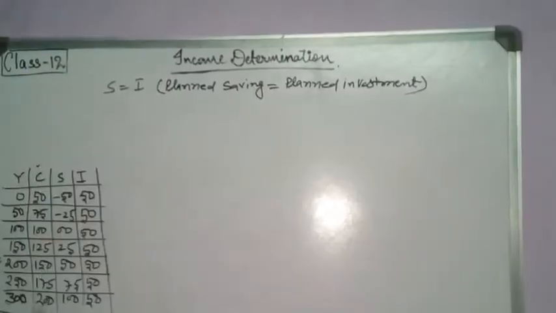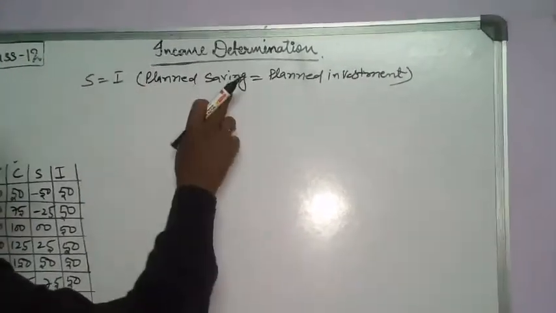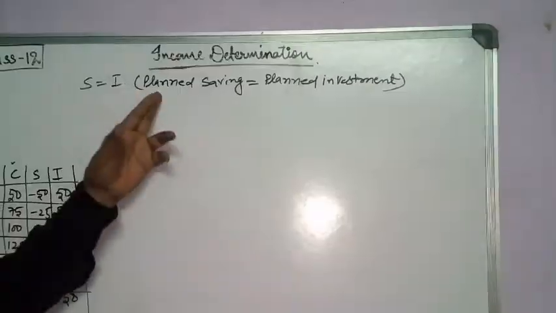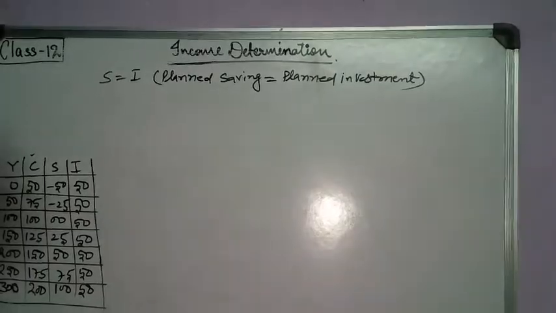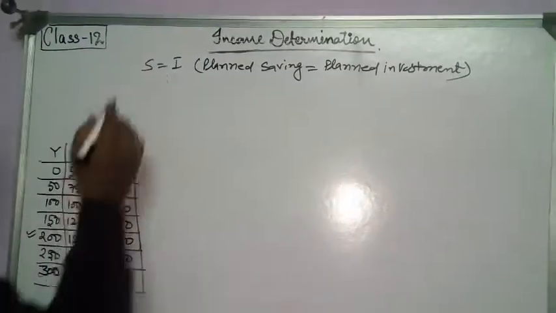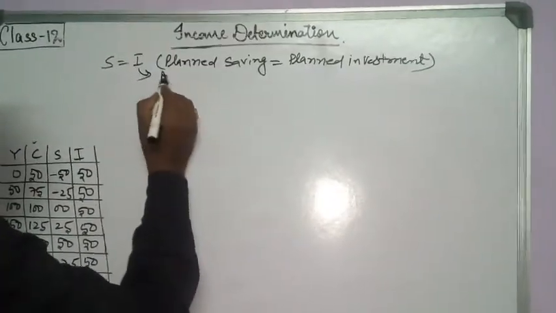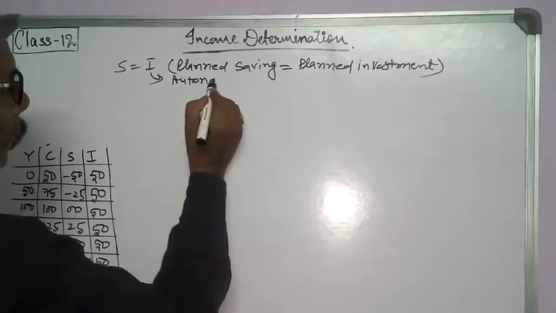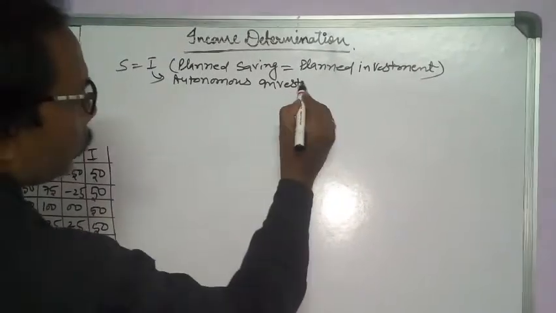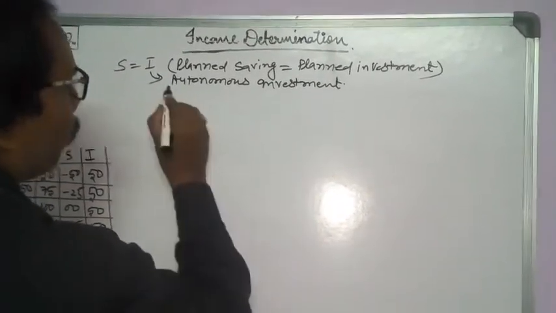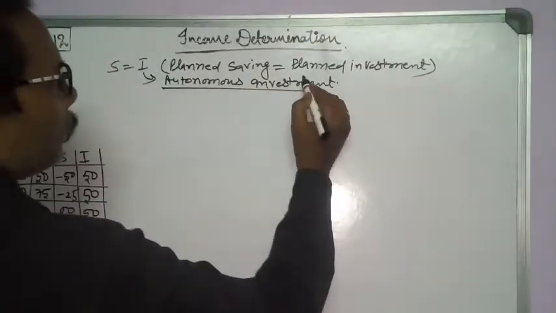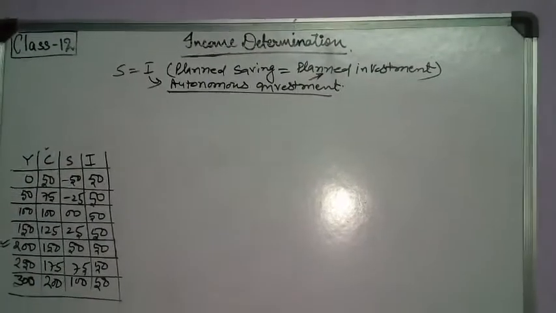Okay, in some books you will find that ex-ante saving is equal to ex-ante investment. So ex-ante saving is known as planned saving. So planned saving is equal to planned investment. Here I is taken as autonomous investment. Is it clear? I is the autonomous investment, and this autonomous investment is considered as planned investment.